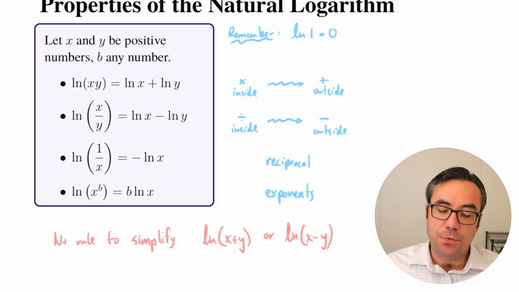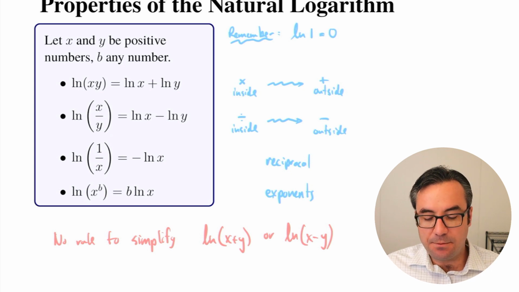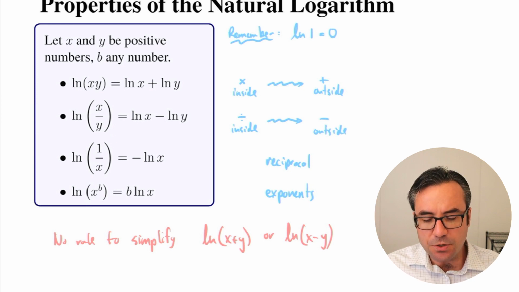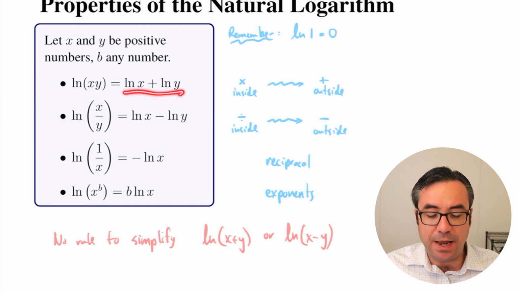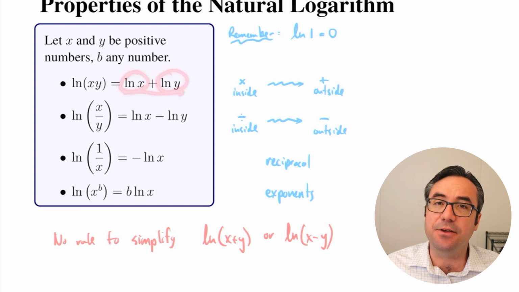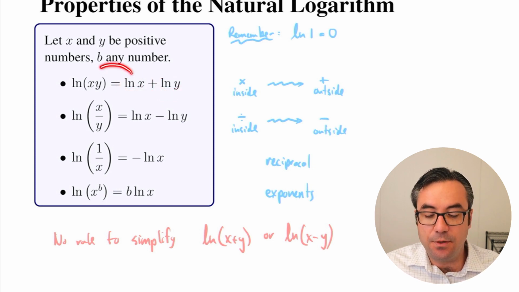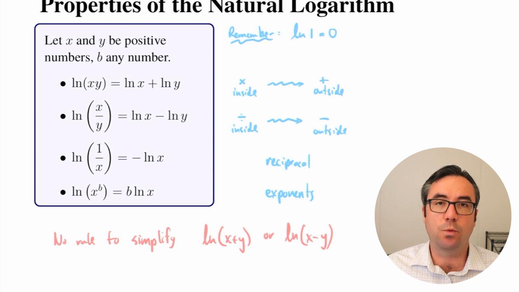We'll be using these in both directions. So you want to also think, if we have two log functions being added together, sometimes it's going to be helpful to combine those into one log function or one log term. So you can use these properties in both directions.